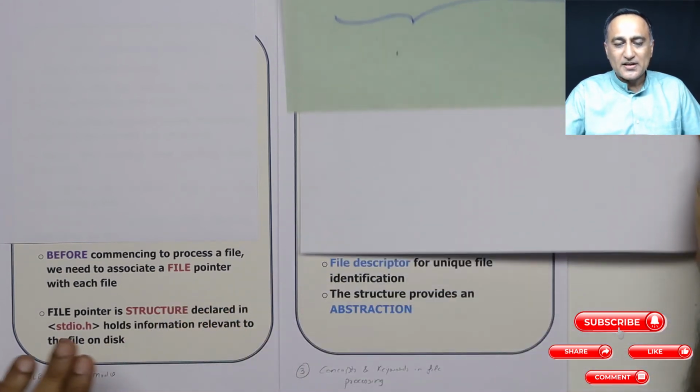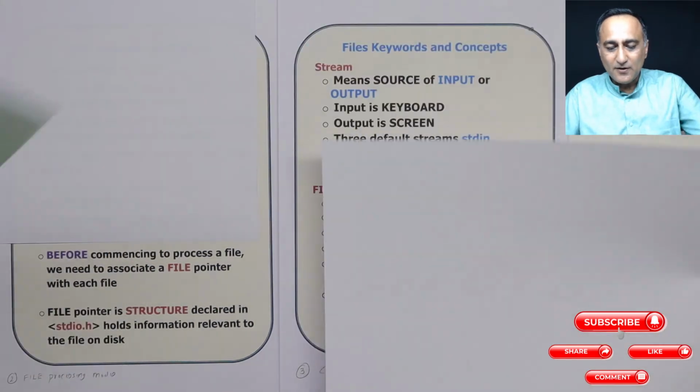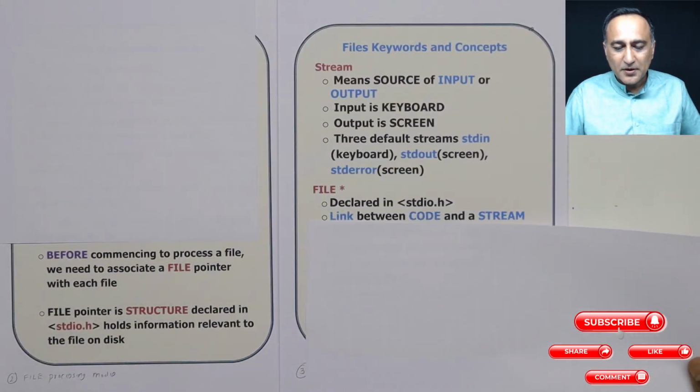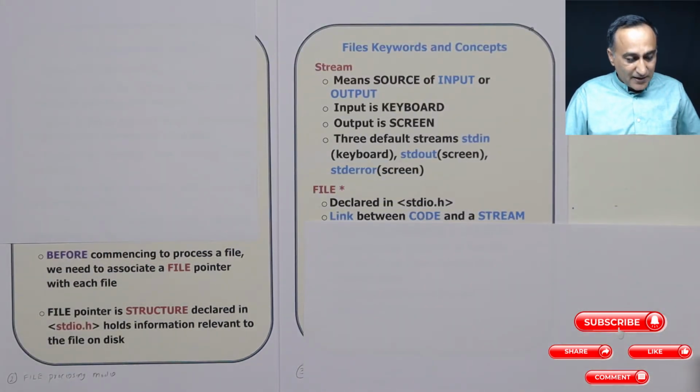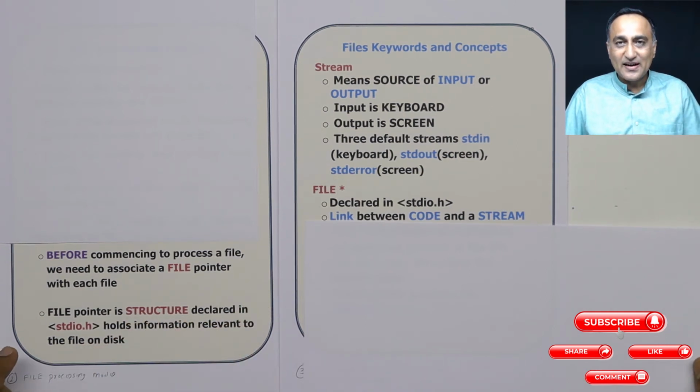Now let's try to understand this file pointer fellow. This file pointer fellow is extremely important. He is declared in standard stdio.h.